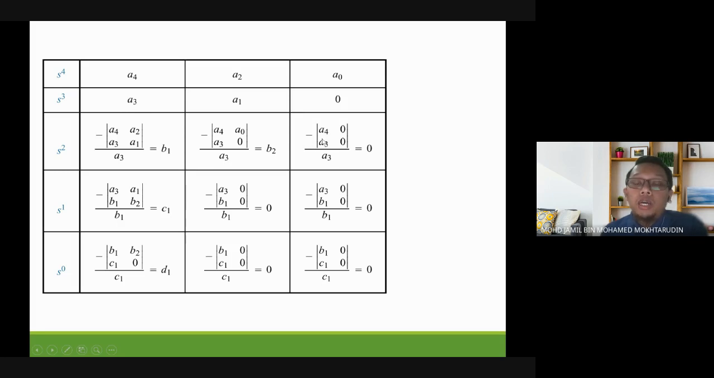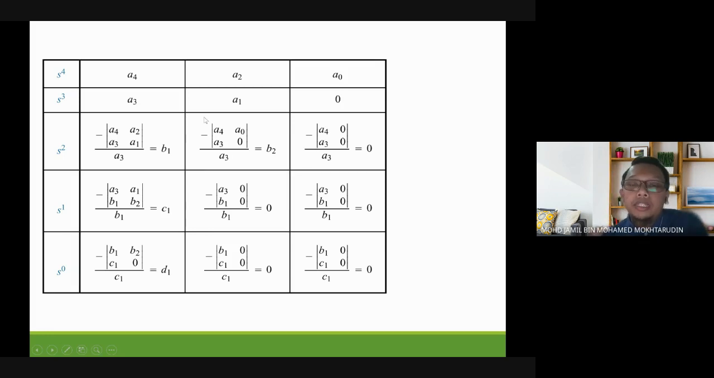Same for the last one here. So negative determinant of a4, a3, and the next column. There is no next column, so we just put 0, divided by a3. And then we repeat the process for row s1. For row s1, you just look at the two top rows, a3, b1, a1, b2, divided by the value of the row above, b1. So you repeat the process, same pattern. I don't know how you want to memorize it.